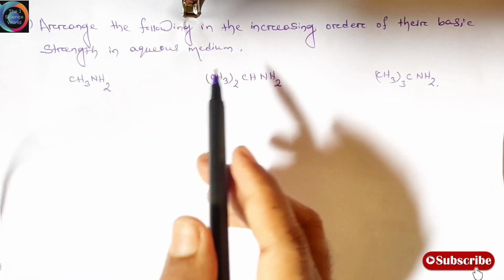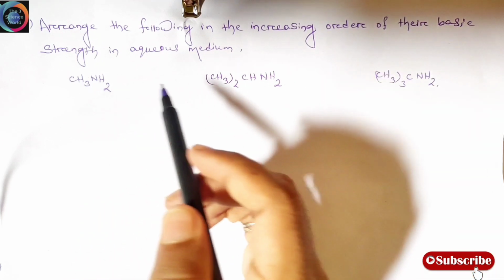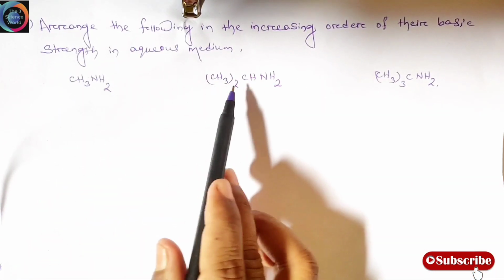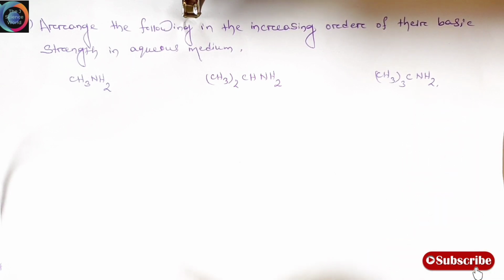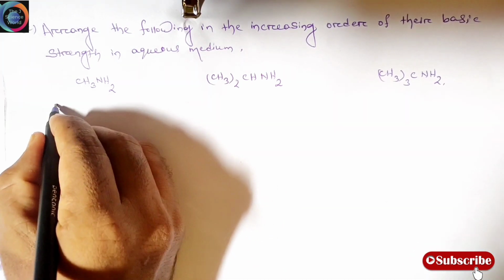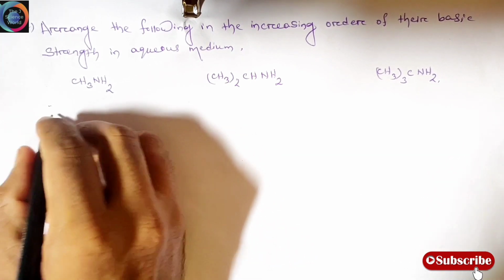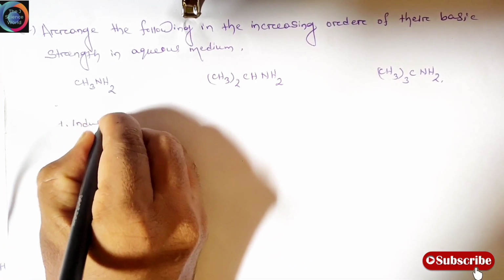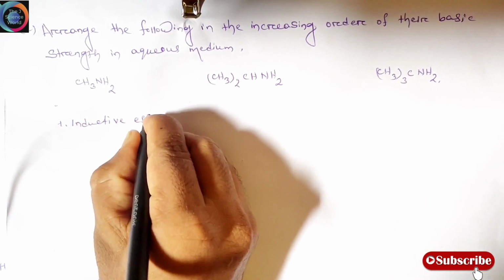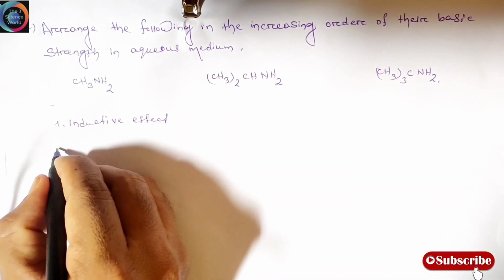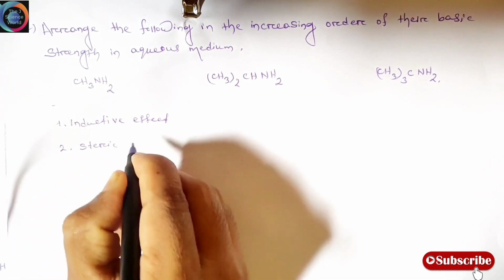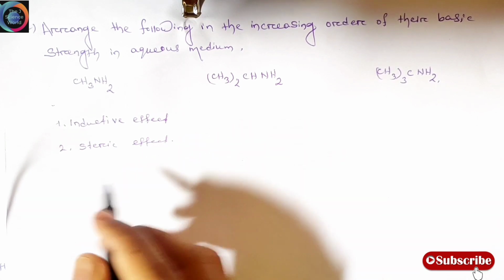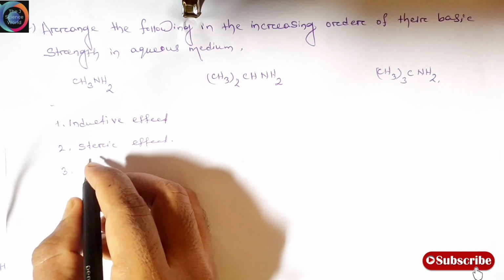The next question is: arrange the following in increasing order of their basic strength in aqueous medium. Friends, these are CH3NH2, CH3CH(CH3)NH2 and (CH3)3CNH2. Friends, when we find out the basic strength of an amine, we check some factors: the inductive effect, the second one is the steric effect, also called steric hindrance, and the third one is the solvation effect.